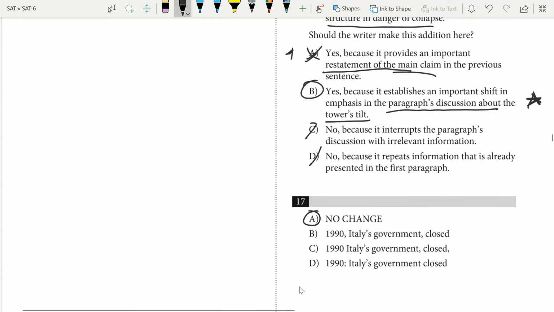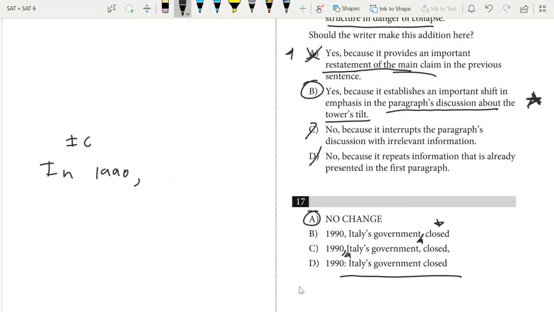But I'll go ahead and show you why the other ones are wrong as well. In B, we have "in 1990, Italy's government, comma, closed." We don't need a comma there. That one's unnecessary. We can just read through "Italy's government" as our subject, and then verb, "closed." We don't need any comma there. Same thing in C, and also in C, we would need that comma after "in 1990." Right, if we're giving a date like "in 1990" at the beginning of a sentence or the beginning of our independent clause, we're going to need that comma after it, and then we can go ahead and get into "government closed." So we can go ahead and get rid of that one.